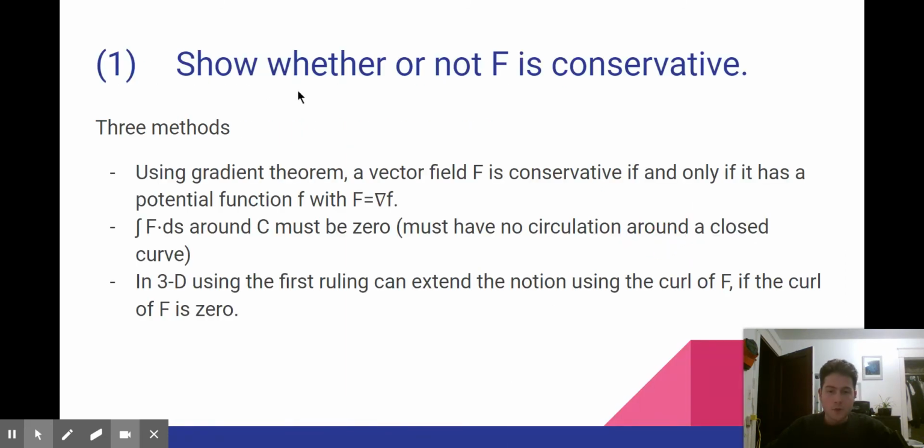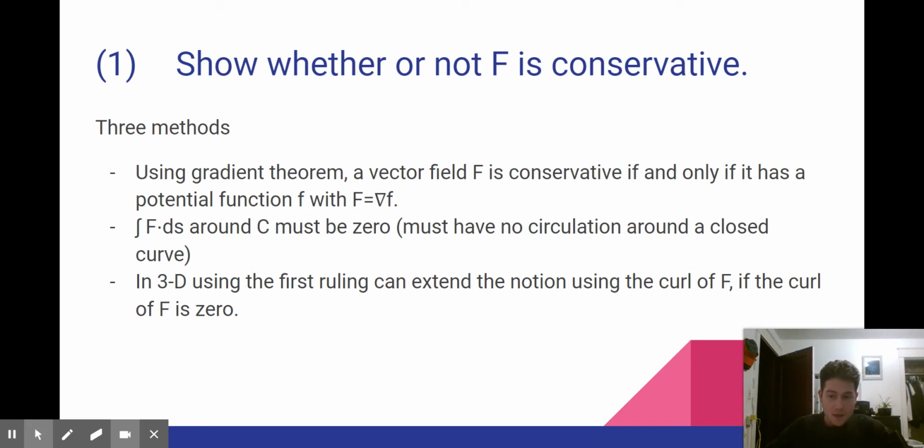So, the first part of the question is to show whether the vector field F is conservative. There are a few methods we can use. First, we can use the gradient theorem and see if there's a potential function lowercase f whose gradient is equal to our vector field. If we can find a function f whose gradient is equal to our vector field, we know that it's a conservative vector field.